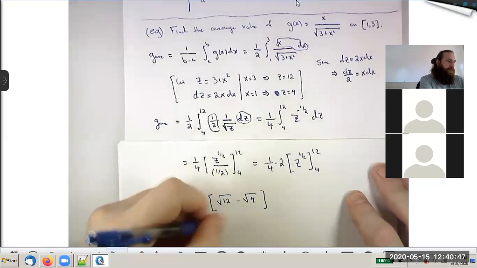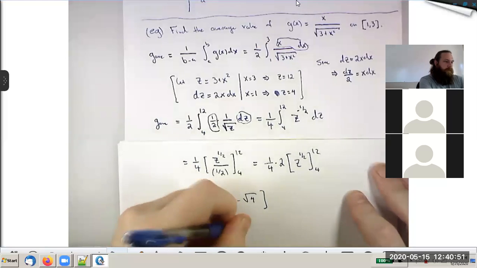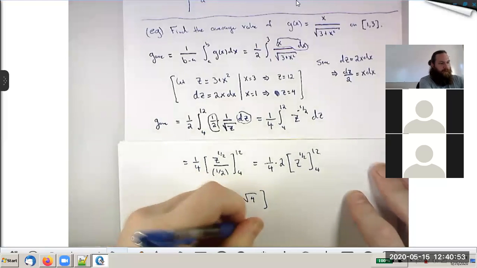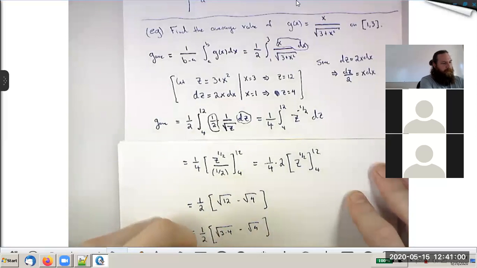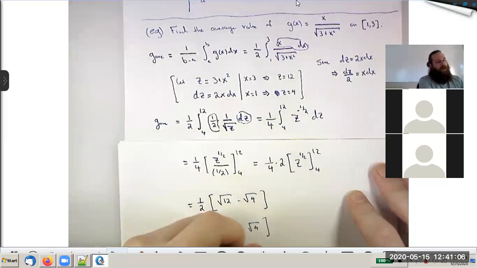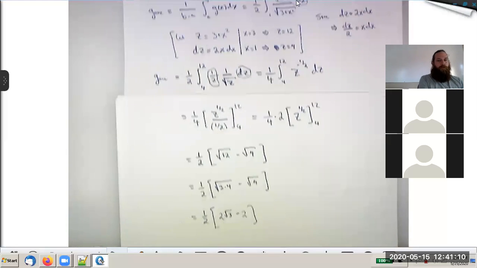12 is 3 times 4, minus square root of 4. Square root of 4 is, of course, 2, and the square root of 3 times 4 is 2 times the square root of 3. So this is 1/2 times 2 root 3 minus 2. And I would factor the 2 and cancel it with the 1/2.